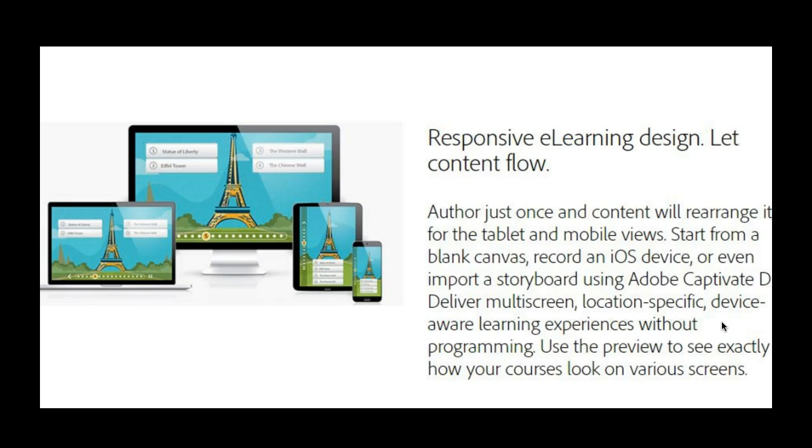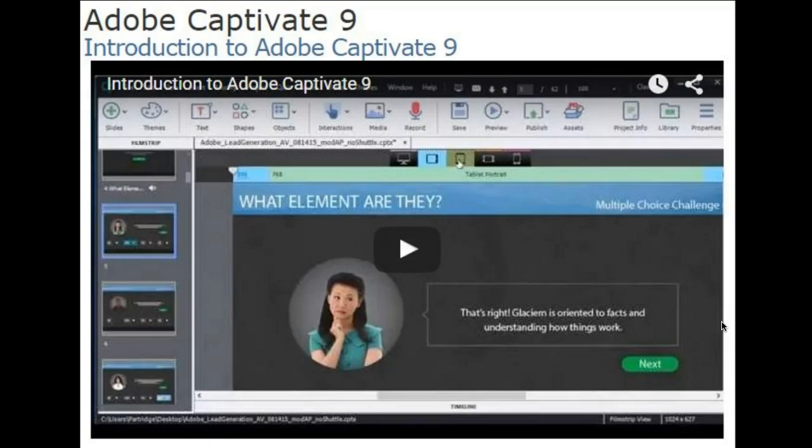I selected Captivate 9 as the software that I would use to create this module. It has a responsive e-learning design, which allows you to author the module once, but then it automatically adjusts the flow of the screens so that it fits on the various devices. So I could author this once and it would work on the iPads as well as in the Chromebooks.